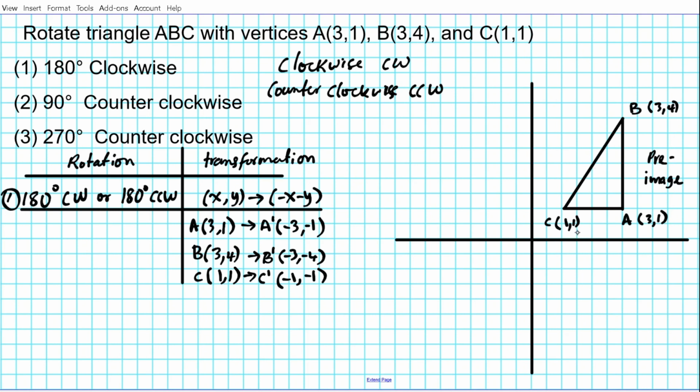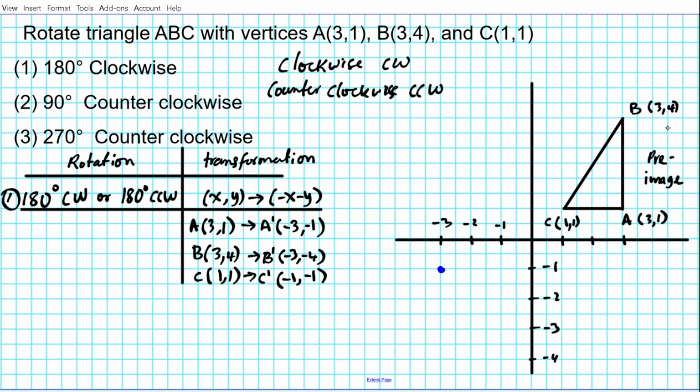So let's graph the points. So A gets mapped to negative 3, negative 1. So this is 1, 2, 3. And then negative 1, negative 2, negative 3, negative 1, 2, 3, 4. Negative 4, negative 3, negative 2, negative 1. And then this is negative 1, negative 2, negative 3. All right, so point A gets mapped to negative 3, negative 1. So this point gets mapped right here, negative 3, negative 1.